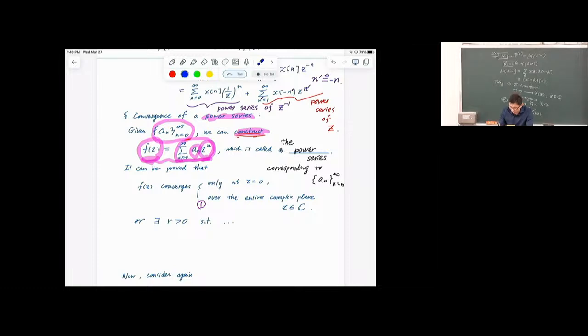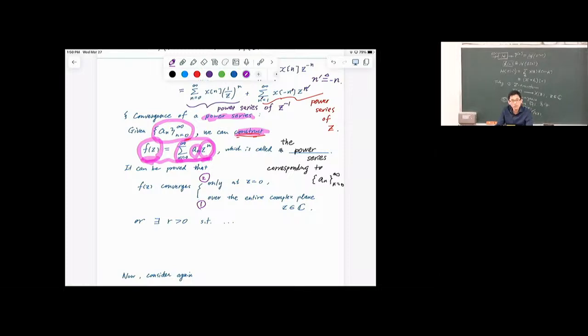And case number two is quite rare. It's possible that, unfortunately, it converges only at z equals 0. This is funny. Over the entire plane, this series converges only at the origin. Even if we move z slightly off the origin, just by a tiny little bit, wow, the series explodes. It does not converge. It is also possible to have such a situation, theoretically.